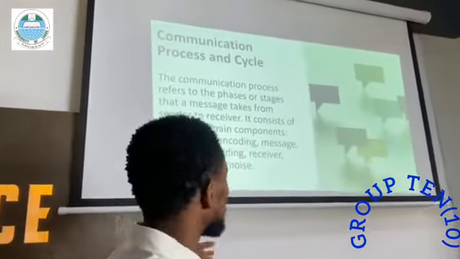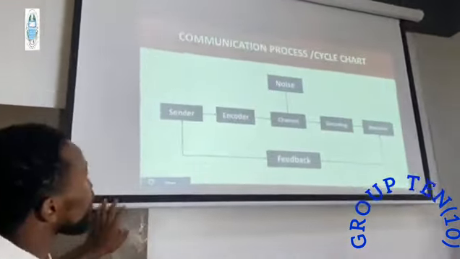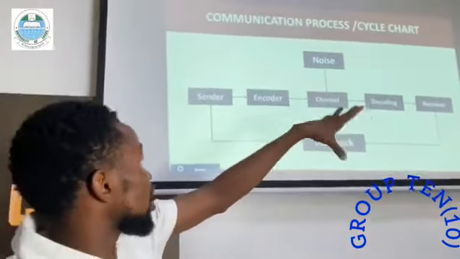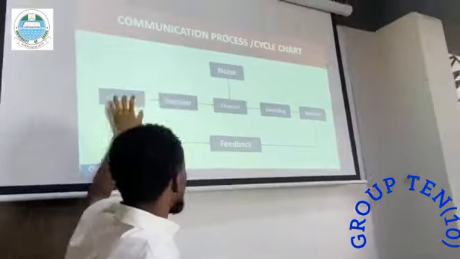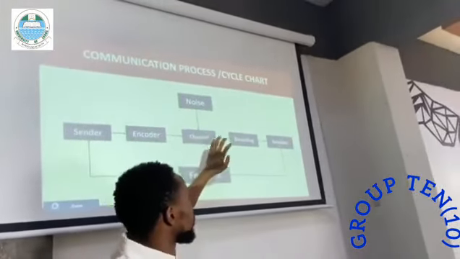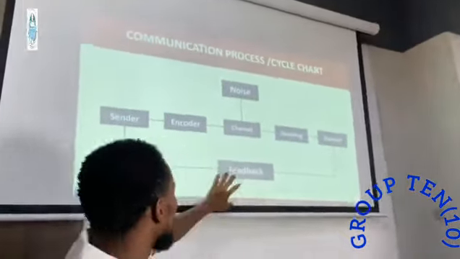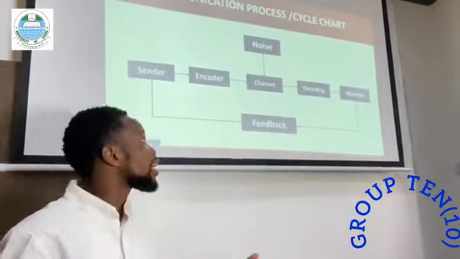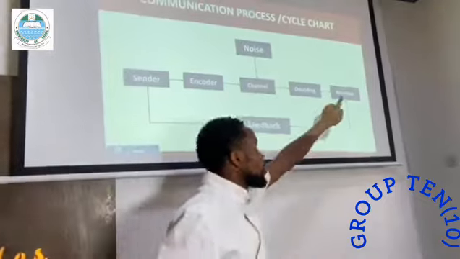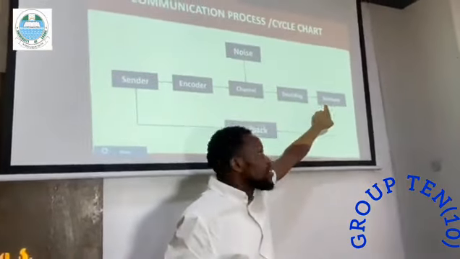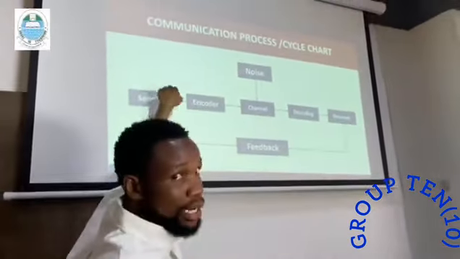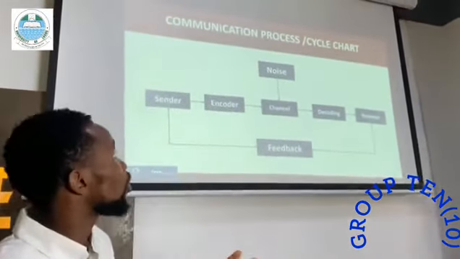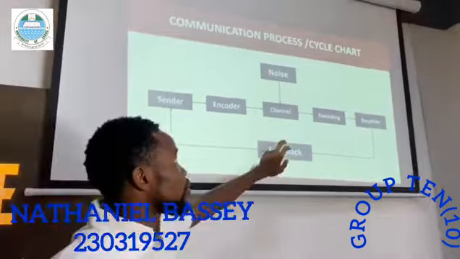Now let's look into the main diagram. This is a diagram showing the communication process, also known as the communication chart. We have the noise, the sender, the encoder, the channel, the decoding, the receiver, and then the feedback. We all know that communication cannot take place without proper feedback. Where there is no feedback, communication is not taking place. If the sender sends a message to the end receiver, and there is no proper feedback back to the sender, communication is ineffective or has not taken place at all. So for communication to be effective, there has to be feedback.